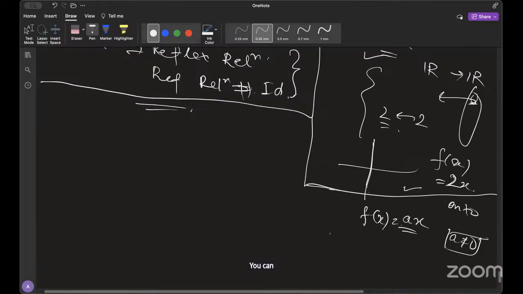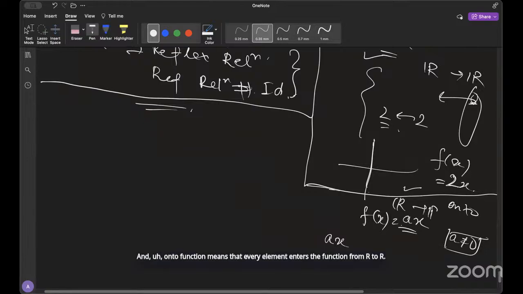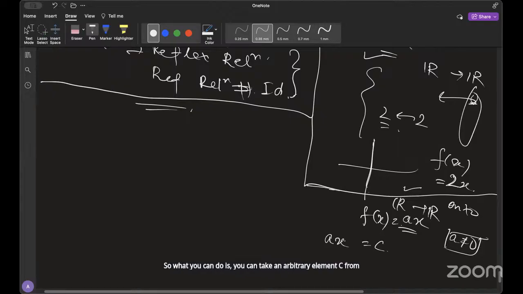You can even check this. Let's just say you have ax, and this is a function from R to R. What you can do is take an arbitrary element c from here, and find the value of x such that ax is c. So if you take x equals c by a, you'll get ax equals c. That means this is an onto function.